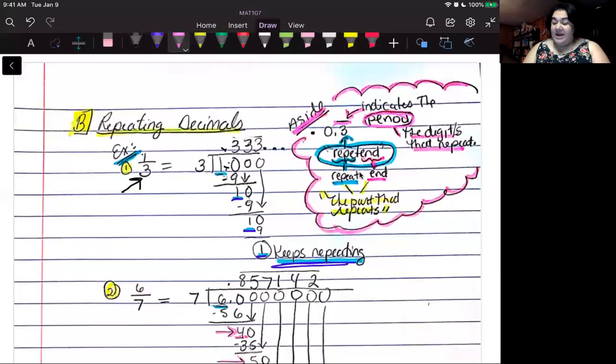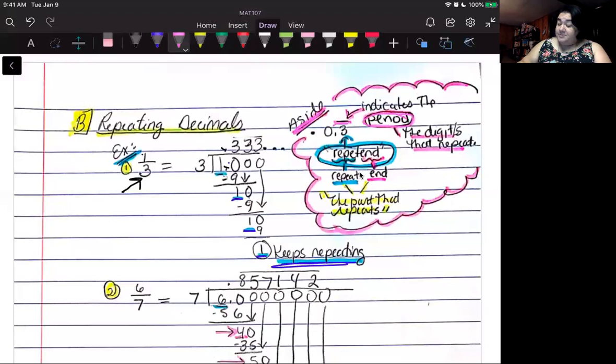The part that repeats itself, in this case, it's the 3 that is repeating, we call that the repeatend, okay? Which really, as you can see, is not very creative. They took repeat and end and put it together. It's the part that repeats, okay?